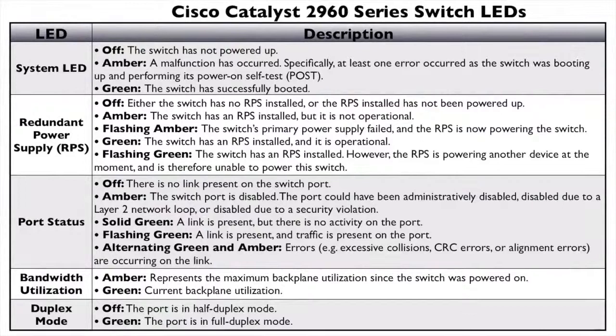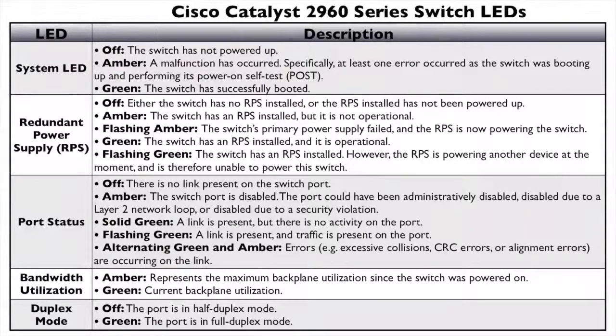Some of these are going to be really similar, if not identical, to what we saw in the Cisco Catalyst 3750 a moment ago. For example, the system LED. That's indicating the overall status of the system, of the switch. If it's off, then that means that the switch is not powered up at the moment. An amber LED for the system LED says that a system malfunction has occurred.